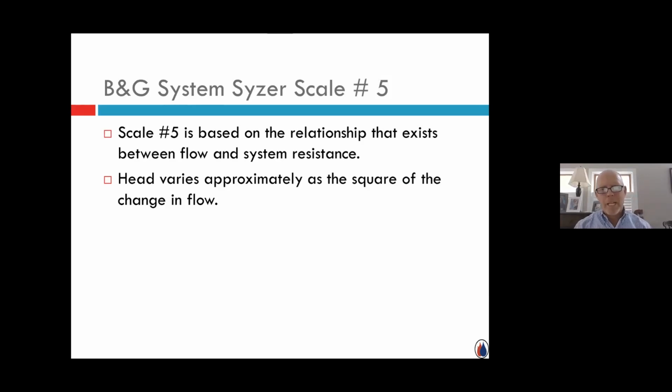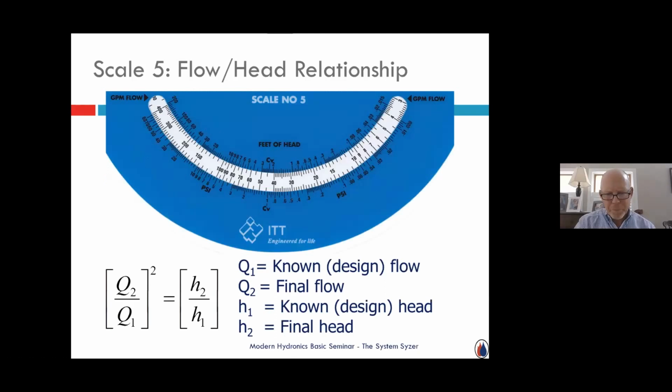So it's based on the relationship that exists between flow and system resistance. And what I mean by that is the head will vary approximately as the square of the change in flow. It's kind of a wordy sentence. This is what scale 5 is built around. You have a known flow and a known head. I'm going to pick a new flow rate within that same system, that same piping network. I can calculate mathematically what the final head, the new head loss, is going to be.